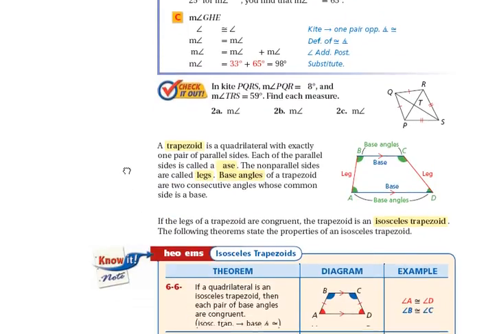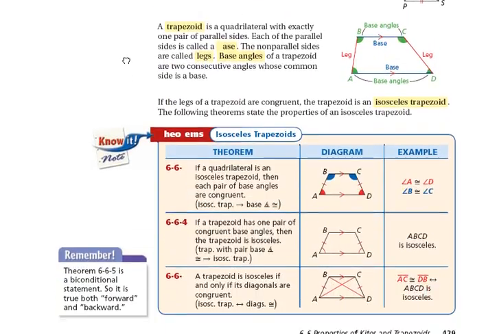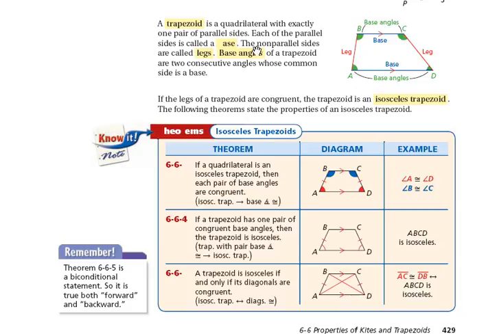Next, I want to take a look at what we call a trapezoid. A trapezoid is a quadrilateral with exactly one pair of parallel sides. So in a parallelogram, we're looking at two pairs of opposite sides being parallel. In a trapezoid, we're only talking about one pair being parallel to each other. So this is an example here of a trapezoid where we have BC parallel to AD.